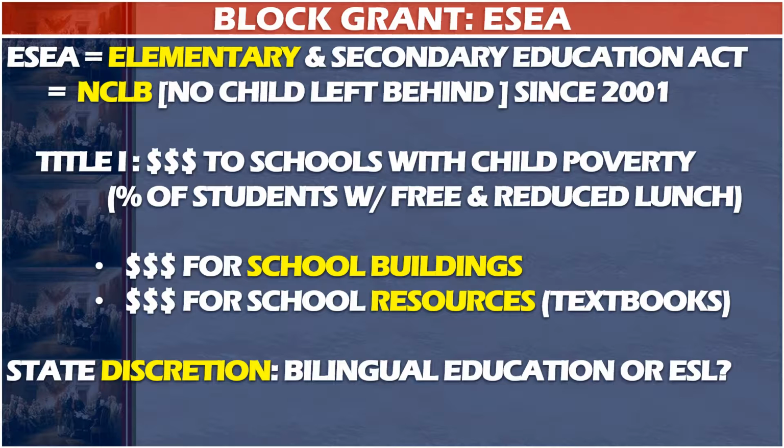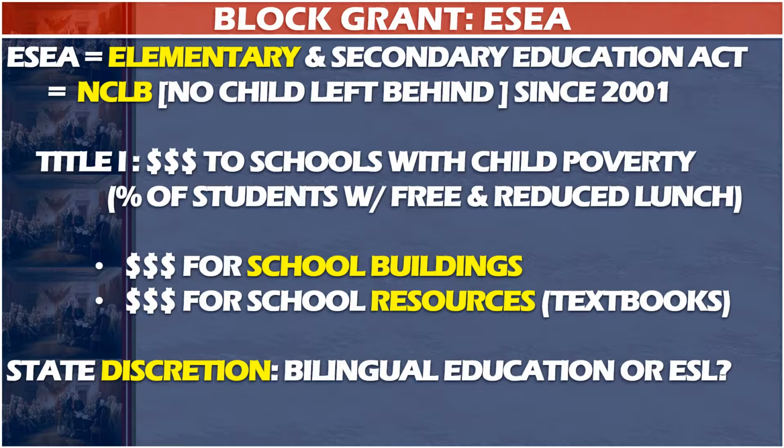So one example of a block grant is the Elementary and Secondary Education Act, more often known today as No Child Left Behind, or NCLB. This was passed originally in the 1960s, and it's basically a federal government effort to get involved in education, mostly by providing funding for states. One good example of the Elementary and Secondary Education Act is what's called Title I, which is money provided to schools with child poverty.